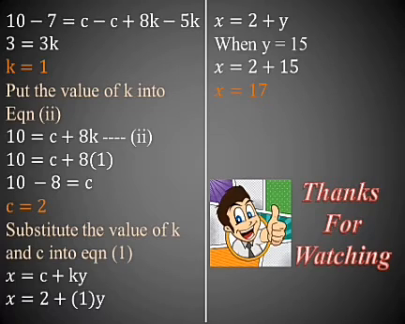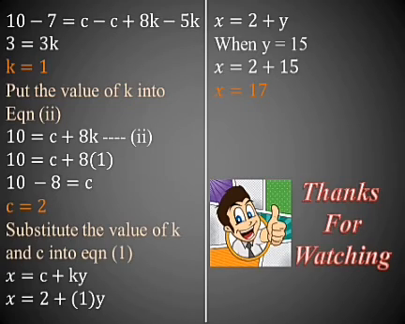If you do that, equation 2 was 10 equal to c plus 8k. If you put the value of k, which is 1, into this equation, you would have 10 is equal to c plus 8 times 1. 8 times 1 is 8. To get c, take 8 to the left-hand side. So you have 10 minus 8 is equal to c. 10 minus 8 is 2. So c is equal to 2.